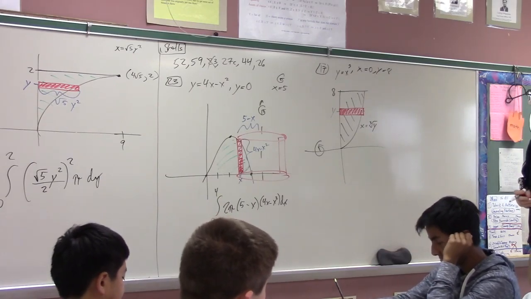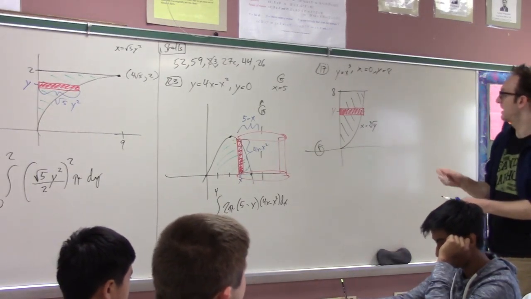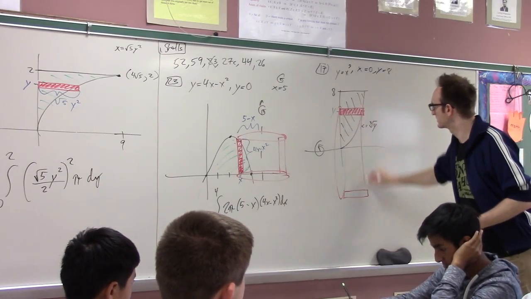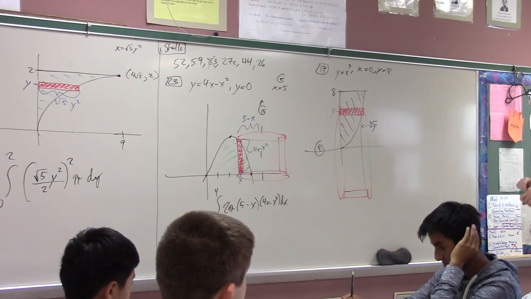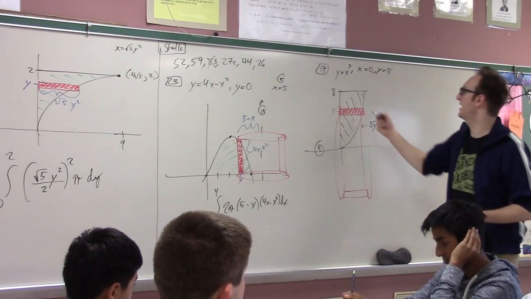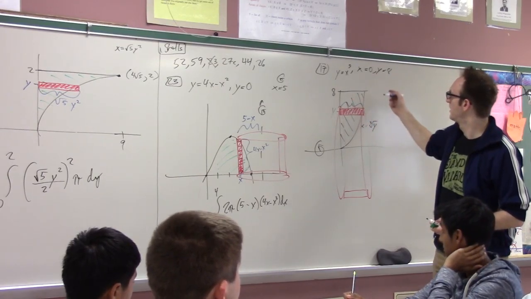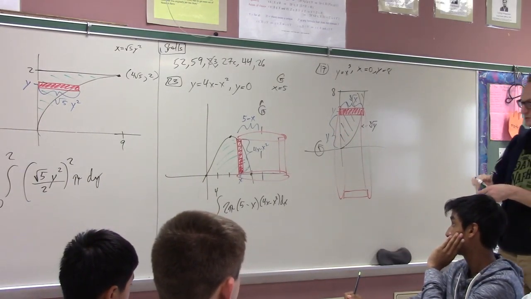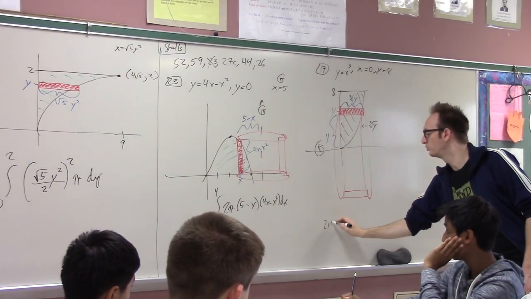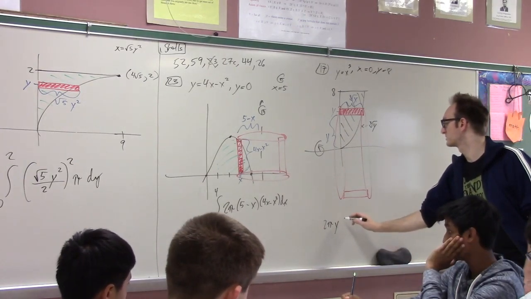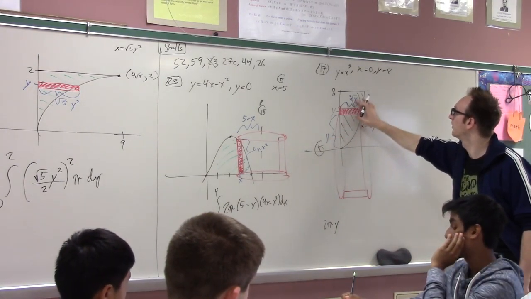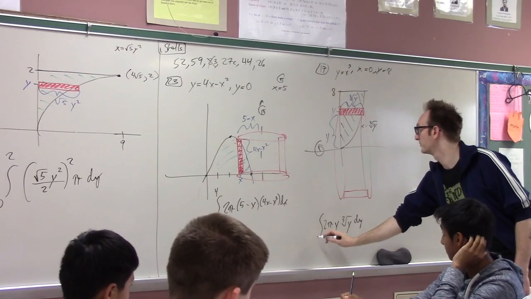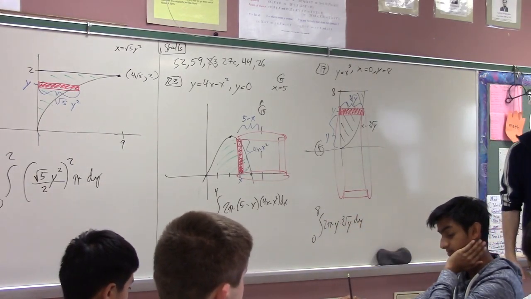And now, when I do this, I get a kind of horizontal shell, which looks something like this. And I need to know both the radius of the shell and the height of the shell. Well, for a given y value, the height of the shell will be cube root y, and the radius of the shell is just y. So the integral is going to be 2 pi r, where r is just y, h is cube root y, and now dy, and then integrate from 0 to 8. That's kind of okay, right?